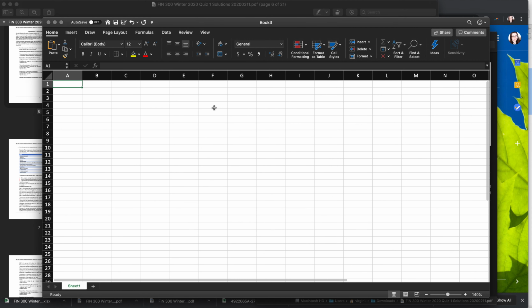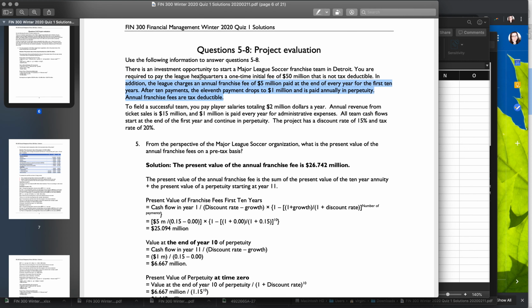Actually, I think I'm going to do it the other way. It's just a little easier to see. Okay, let's go back here. The $5 million is paid at the end of each year for the first 10 years. After 10 payments, the 11th payment drops to $1 million and is paid annually in perpetuity.